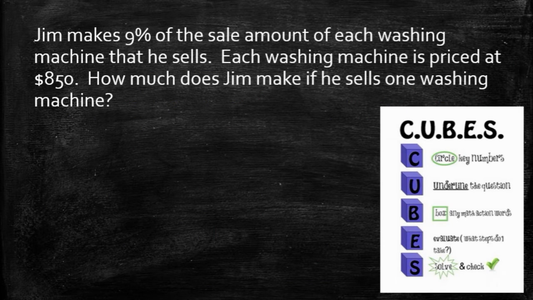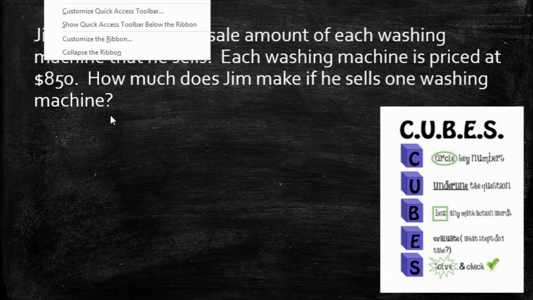So we have an example here. Jim makes 9% of the sale amount each time with each washing machine that he sells. So he's a sales rep and he sells washing machines. Each washing machine is priced at $850. How much does Jim make if he sells one washing machine? So they're asking you, what is 9% of 850? So let's go ahead and do that. We already know how to solve this.